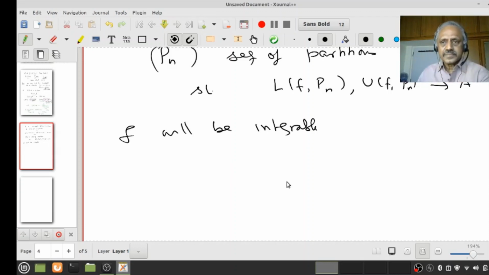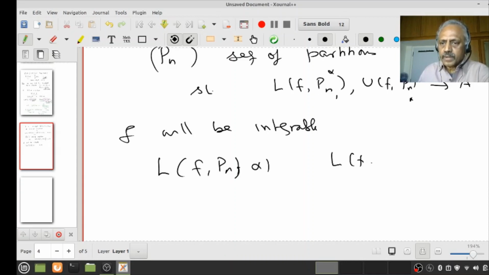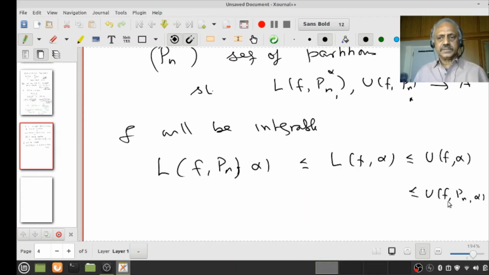Now let us look at that. What will be the relation between LfPn alpha and Lf alpha? This will be less than or equal to, right? And this is less than or equal to Uf alpha, this we know, but this is less than or equal to UfPn alpha. Do you understand this?